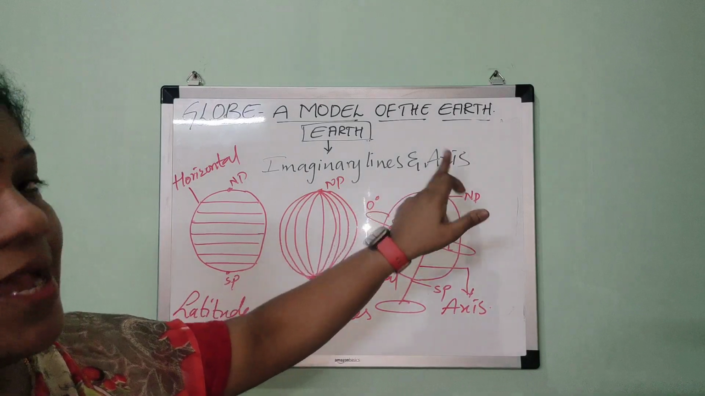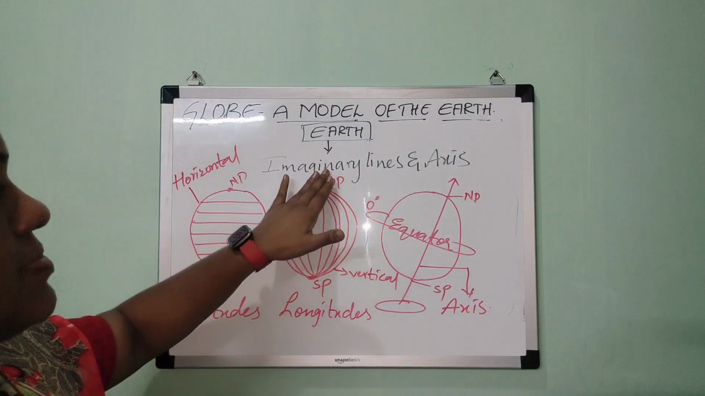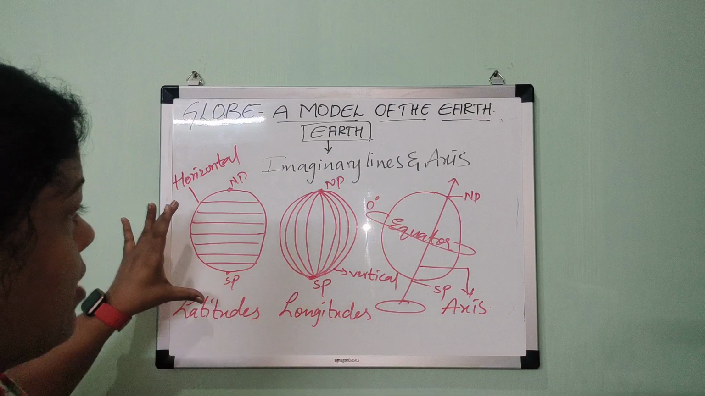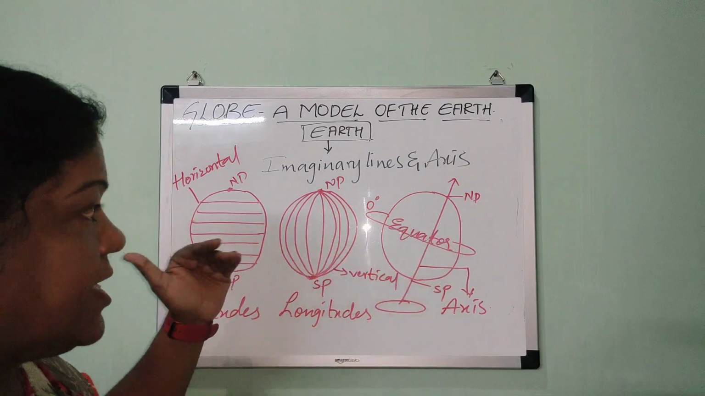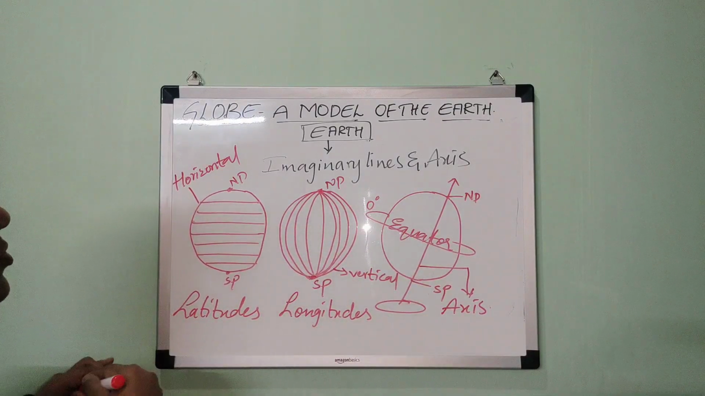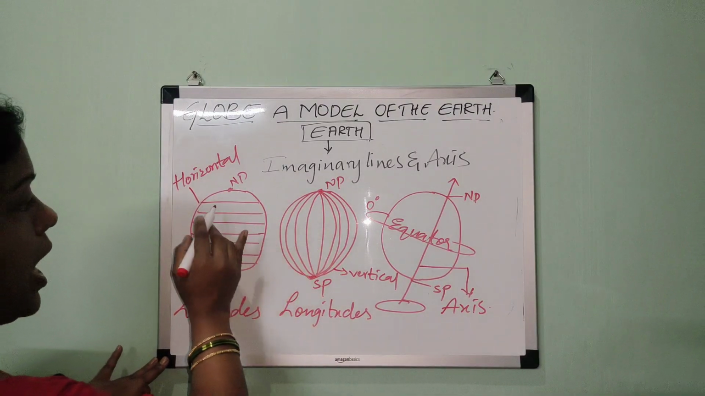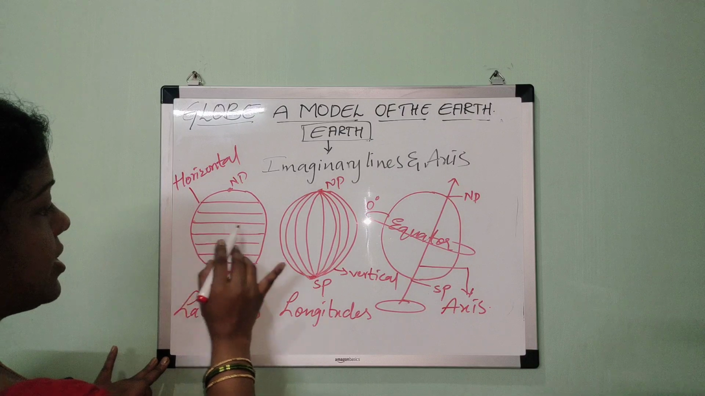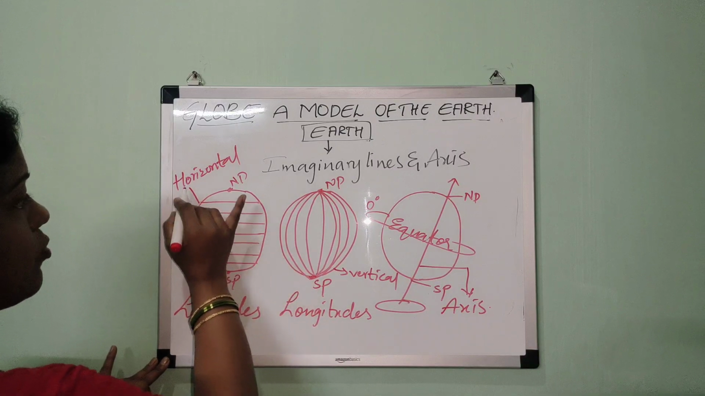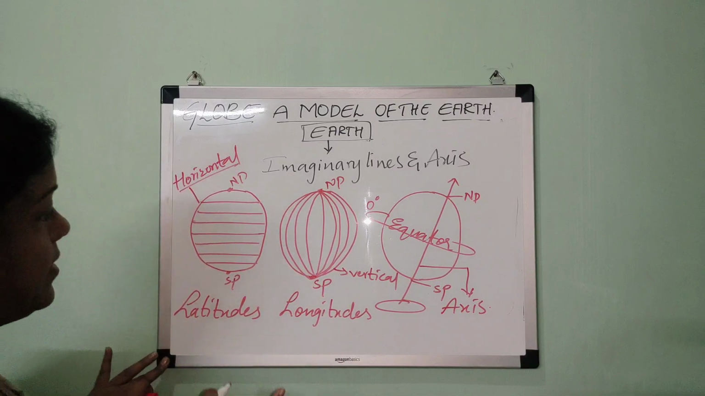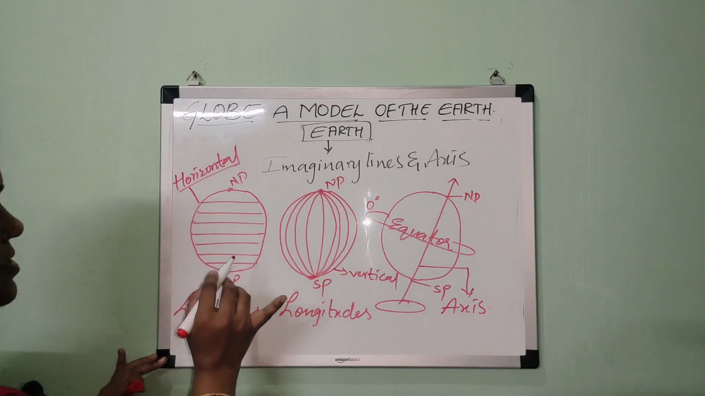Imaginary lines and axis. Depending on this imaginary lines and axis topic, I have given you three figures. Let us get into the concept. Assume this as our globe or earth. Are you observing I have drawn some lines? Yes. How are they drawn? Horizontally. Yes, they are flat lines.